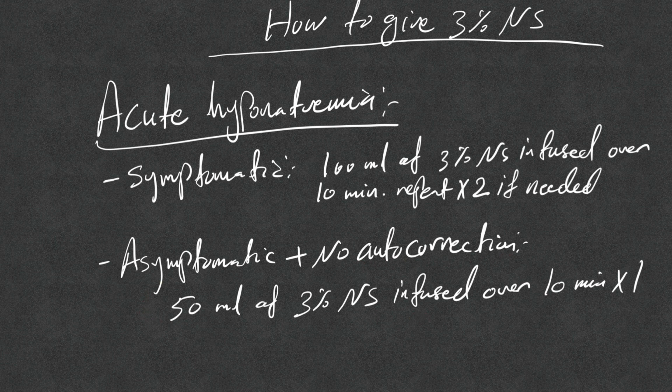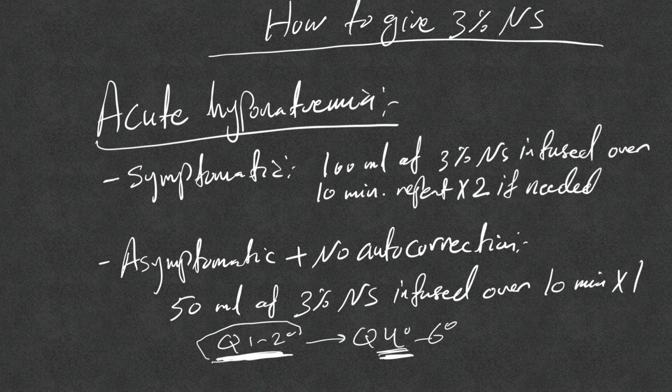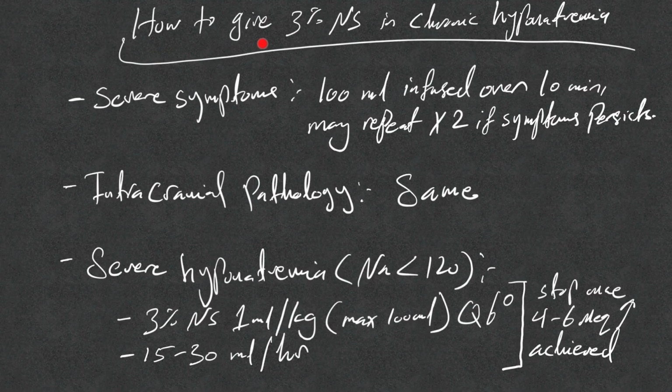Now, once the 3% is not needed anymore, you can switch the monitoring from every 1 to 2 hours to every 4 hours or to 6 hours. So I prefer every 4 hours of sodium. But while we're still thinking about giving 3% normal saline or giving it, we have to be very close, every 1 to 2 hours. Now, how about the use of 3% normal saline in chronic hyponatremia?